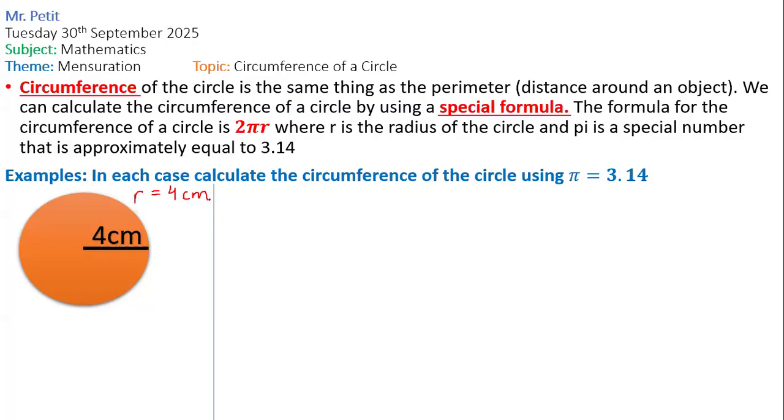Destiny, what is the radius of the circle? Destiny Johnson. 4 centimeters. Very good. Now, who's DJ? That's Deshaun? Yes, sir.